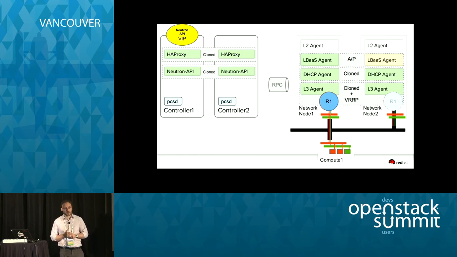The second part is the layer 3 agent, which is responsible for creating the virtual routers on the network nodes. This also relies on various changes that happened in the Kilo cycle, basically enabling VRRP between the layer 3 agents. The Linux service itself runs in a cloned configuration, so the service is active across the nodes. Since there is communication between the layer 3 agents over VRRP, we create another passive router on another node. So if this layer 3 agent fails, we already have a passive configuration for a router for this environment. If this node fails, the other router will become active and will start serving as the router for this environment.